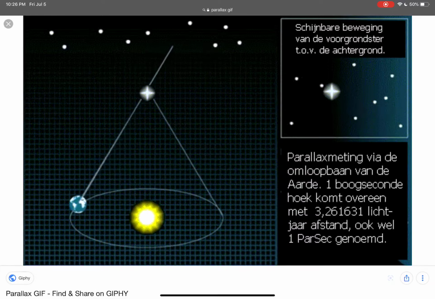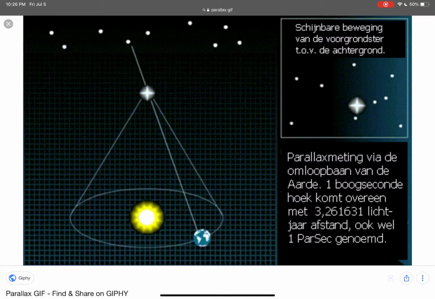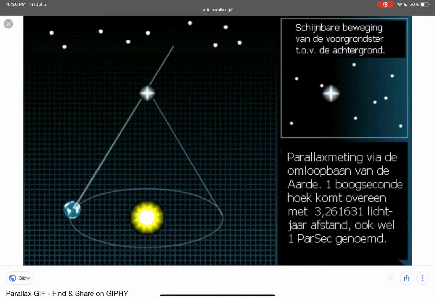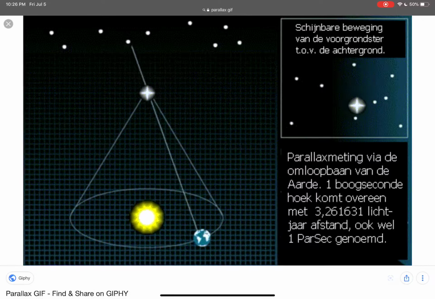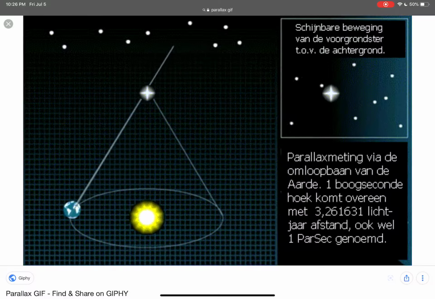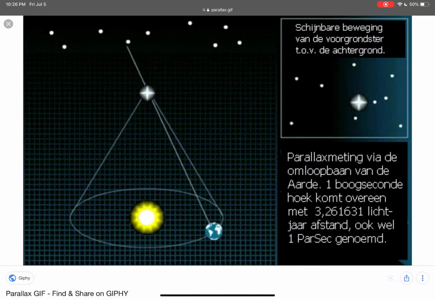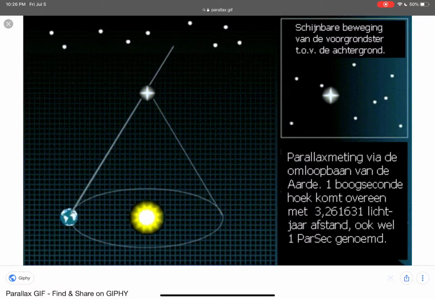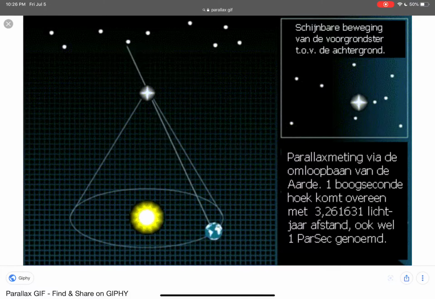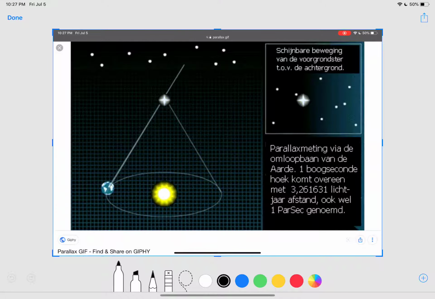So in this example, Earth's going around the sun, and we're taking a picture of the sky, and some of the stars are appearing to move. The ones that move the most are closest to us. The ones that move the least are furthest away from us. So if you look at this image, there's the nearby star right here.